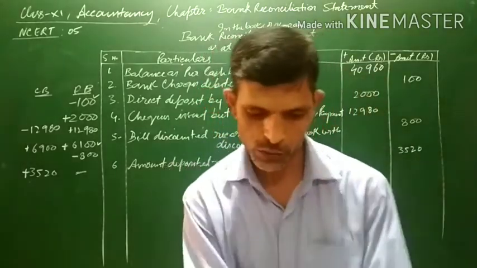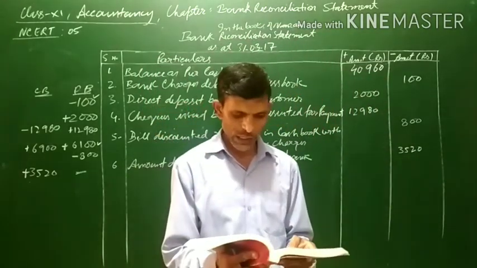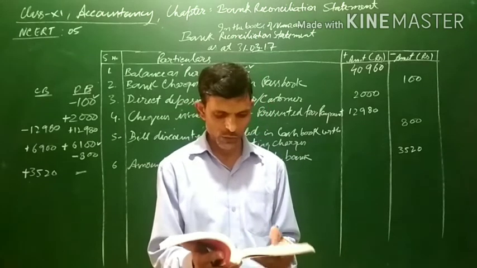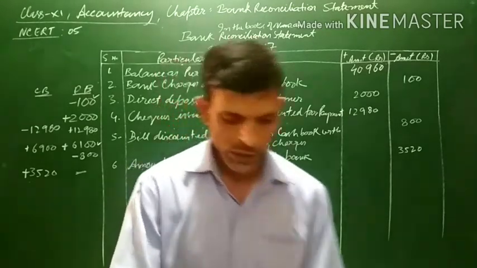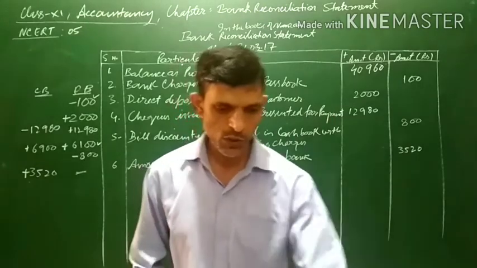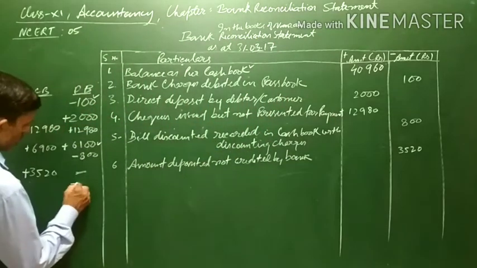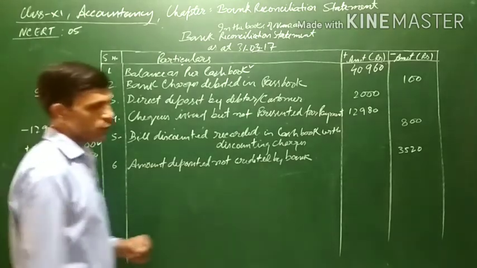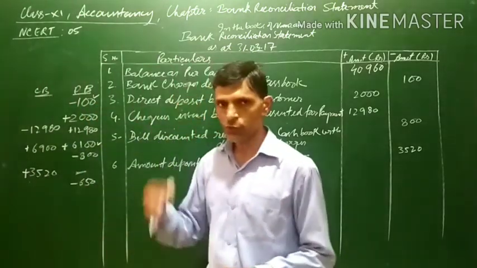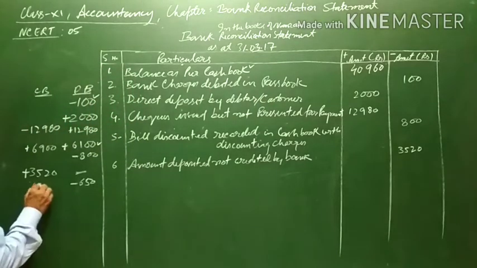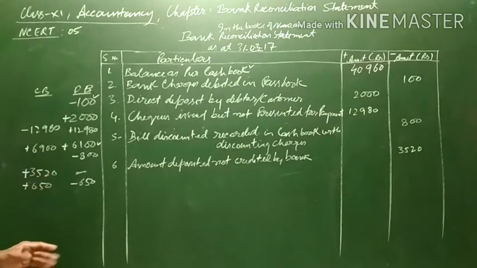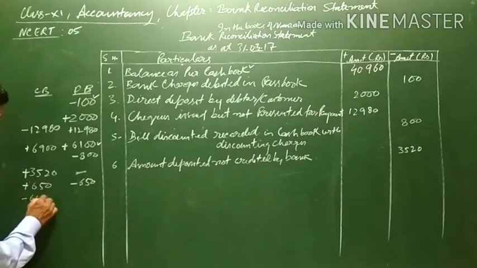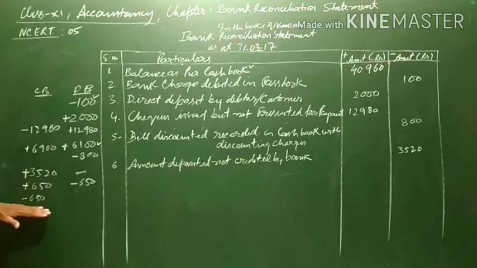3,520. Now next, no entry has been made in the cash book to record the dishonor on 15th March 2017 of a check for 650 received from Hani. A check was received and it was dishonored and it was not recorded in the cash book. If you deposit a check, we write it as a plus item, shown as a receipt in the cash book. If it is dishonored, 650 should have been deducted, but it has not been deducted.